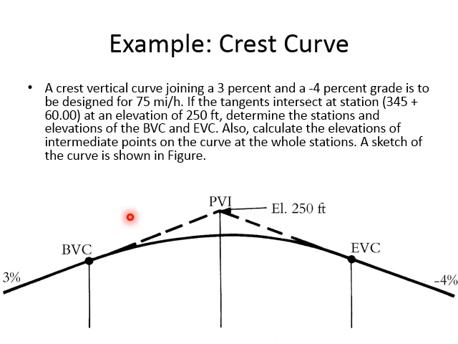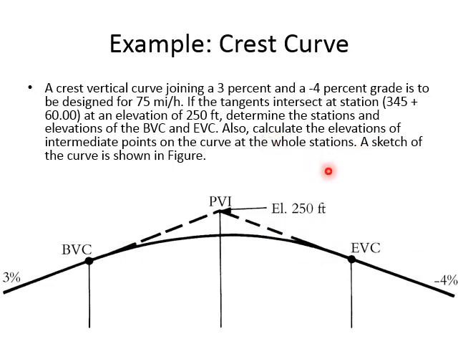So we have an example of a crest curve here. It's joining 3% with minus 4%. Design speed is 75 miles per hour. The tangents are intersecting at PVI. The station of PVI is given, 345 plus 60. Elevation of PVI is given. We have to find out BVC, EVC, and then we have to find out the elevations of intermediate points on the curve which are at complete stations.